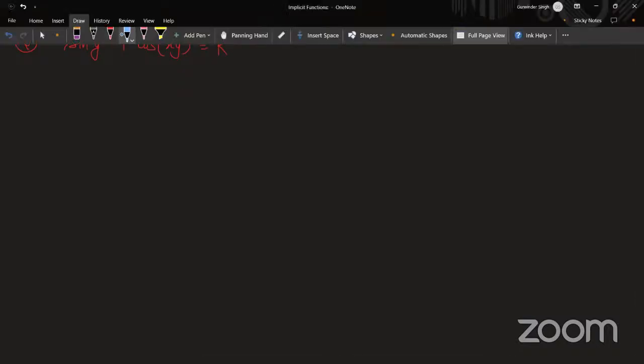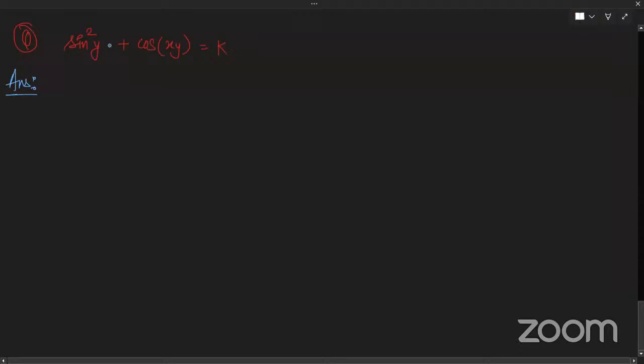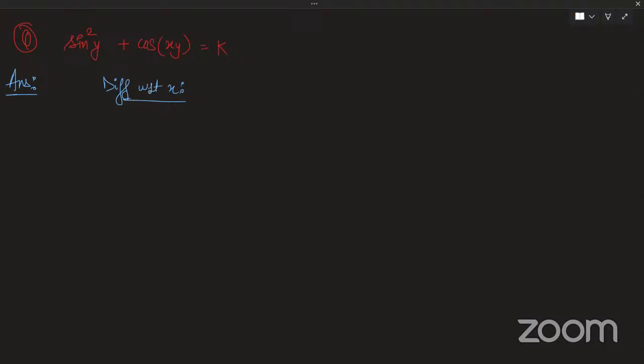K is any real constant. So you have sine square y plus cos of x into y is equal to constant k. Obviously, if I differentiate it with respect to x on both sides, can you tell me what will be my RHS? Differentiation of a constant with respect to x, what is it? Anyone? 0, sir. Yeah, it is a constant, so it will be 0. Now I need to differentiate these two things with respect to x.